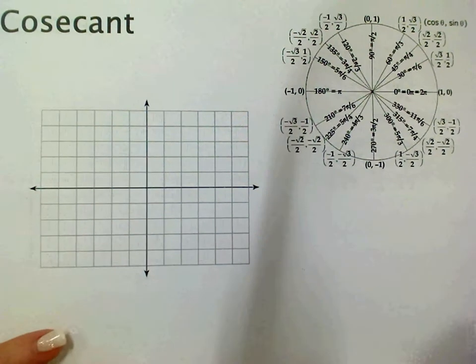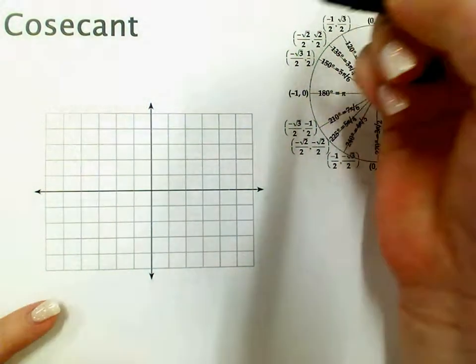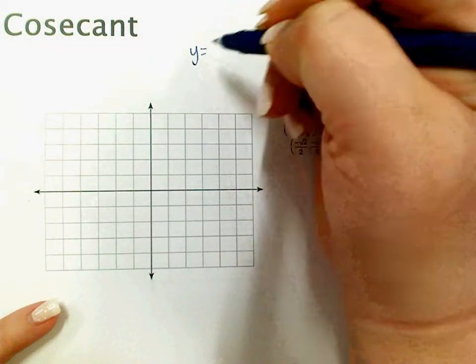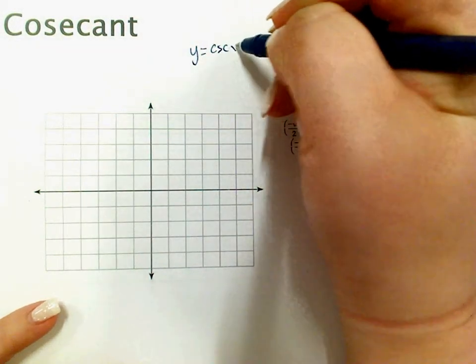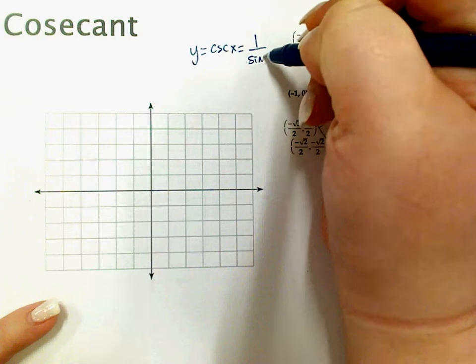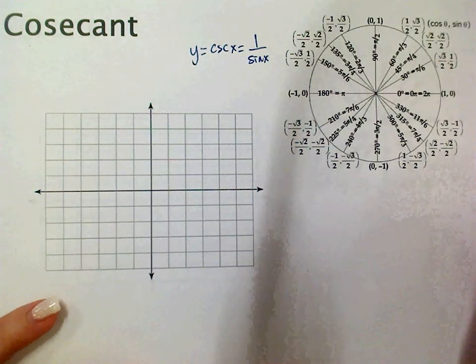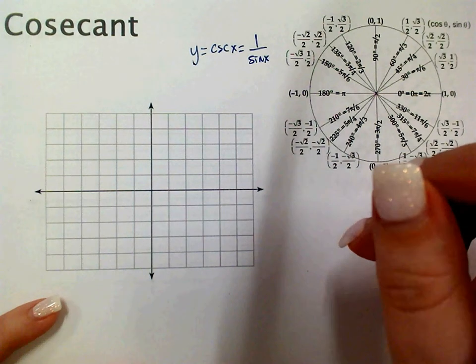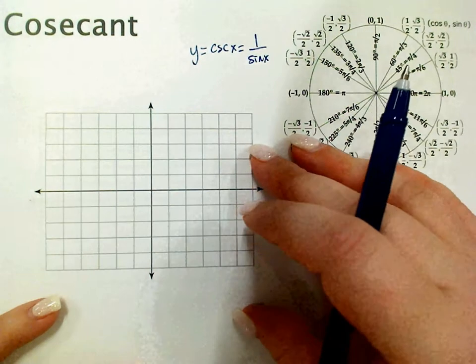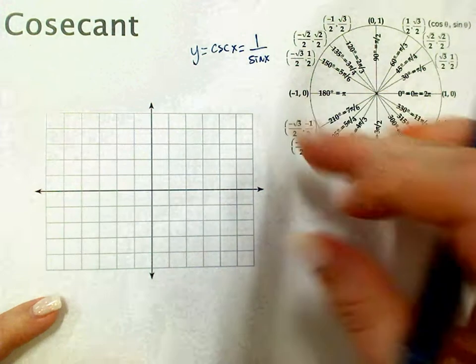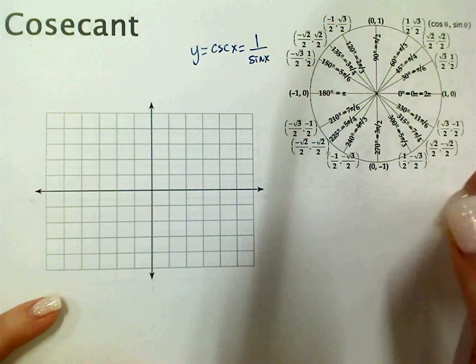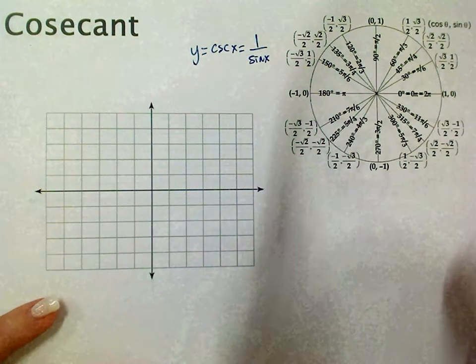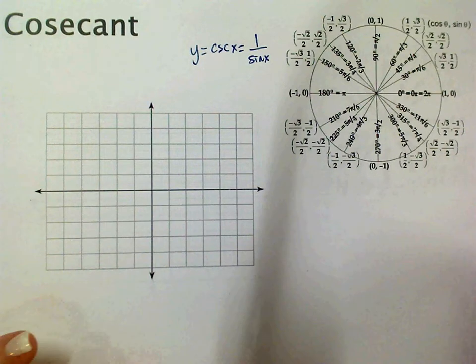Alright guys, so cosecant, if you remember, is the reciprocal of sine. So when you're talking about the graph of cosecant, it's very much related to the graph of sine, in that I'm always going to start with a sine wave and then go from there. Figure out what the graph looks like using the values of sine.